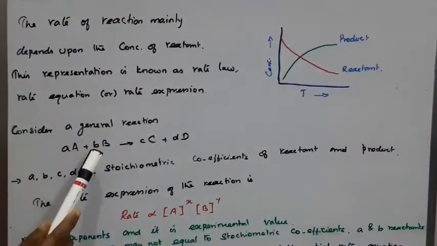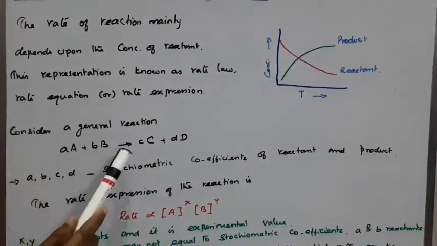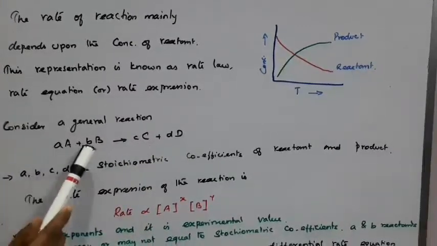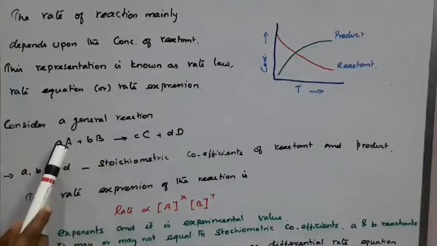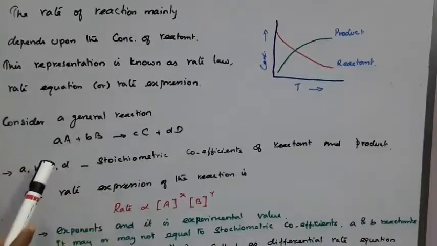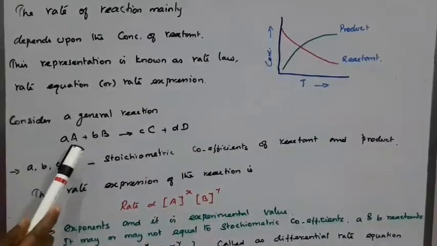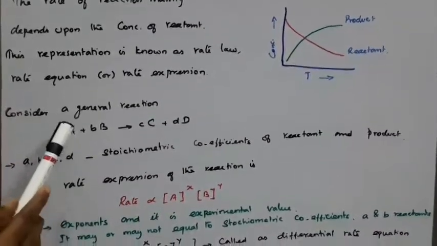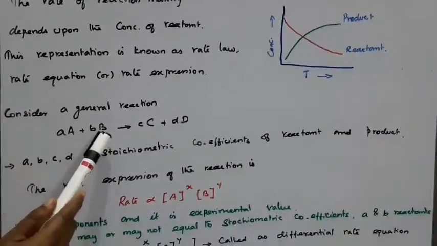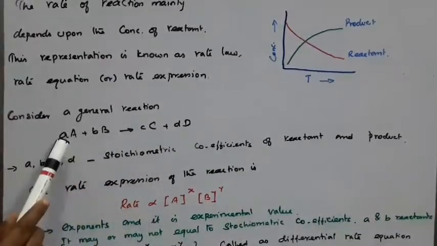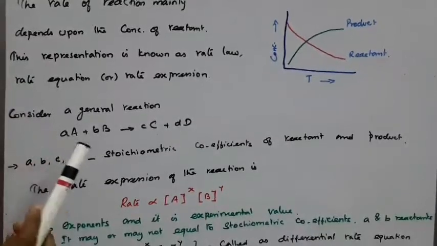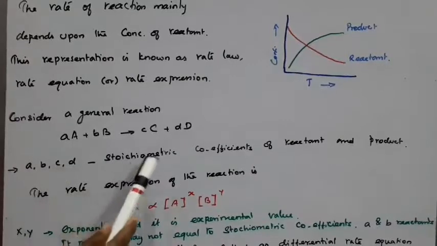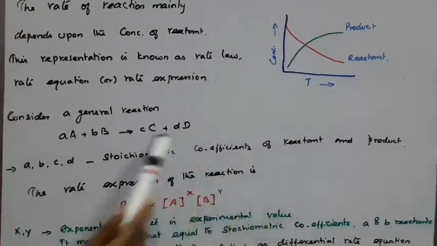Reactant A reacts with reactant B to produce products C and D. Here a, b, c, d are stoichiometric coefficients. Stoichiometric coefficients mean this much amount of moles. For example, 1 mole of reactant reacts with 3 moles of reactant to produce products. So a, b, c, d are the stoichiometric coefficients of the reactants and the products.